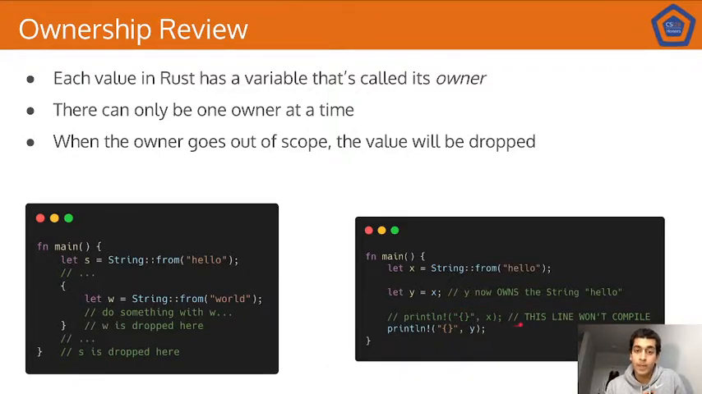Again, each value can only have one owner, and we moved ownership of hello from x to y in this line. And so we can no longer print out x, we can no longer use it anywhere in our program. But we can print out y. And so this little line of code will print out hello.